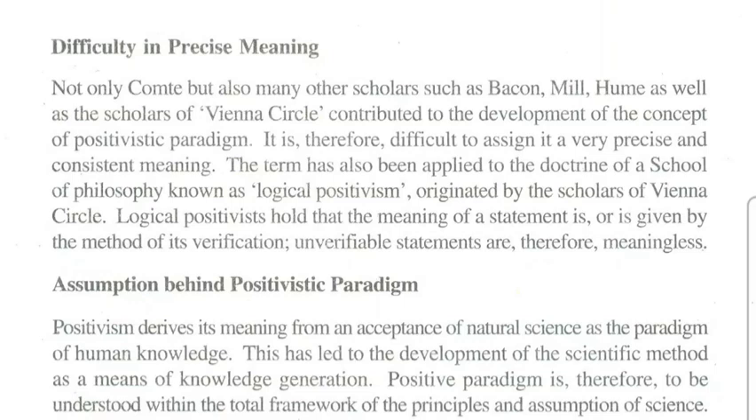The term has also been applied to the doctrine of a school of philosophy known as logical positivism, originated by the scholars of the Vienna Circle. Logical positivists hold that the meaning of a statement is, or is given by, the method of its verification. Unverifiable statements are, therefore, meaningless.